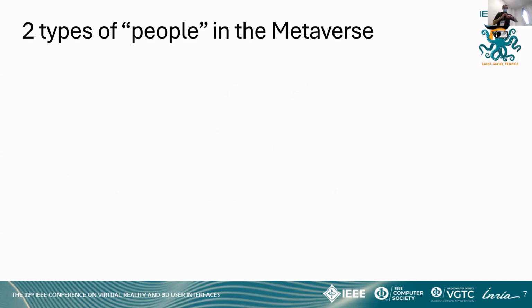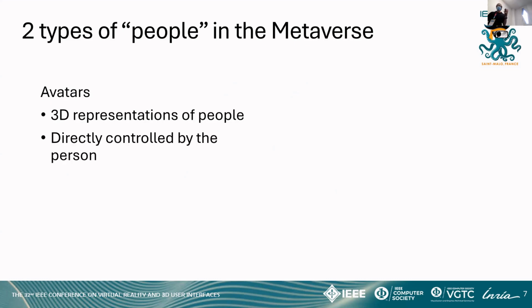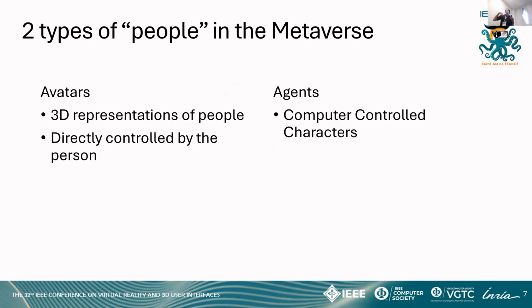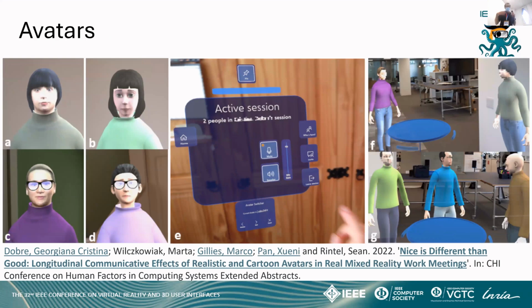I'm going to briefly talk, and I haven't started my timer, so I have no idea if I'm late or not, about the two types of people that we have in the metaverse. We have avatars. Avatars are 3D representations of real people, and they're directly controlled by that person. I don't need to explain what an avatar is. And we have agents. These are computer-controlled characters, controlled by AI, whatever that means. That could be really simple AI, or it could be the latest high-tech stuff. I'm going to talk a little bit about each of those.